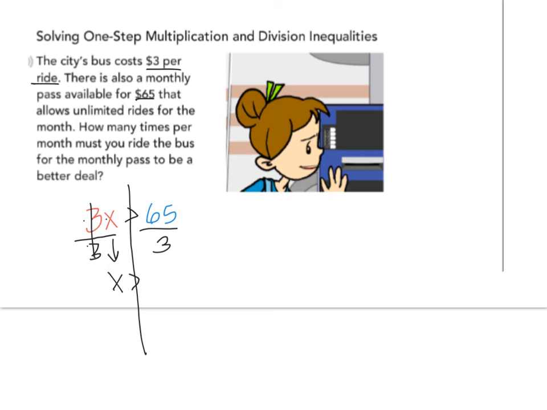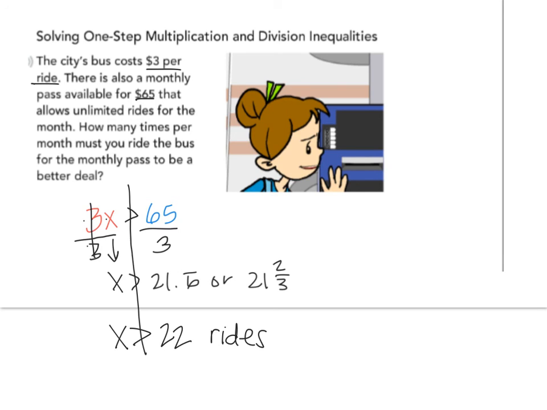So 65 divided by 3 gives me 21.6 repeating, or 21 2/3. Well, I can't go on 2/3 of a ride, right? I either buy my ticket and go the whole way, or I don't ride the bus at all. Like, I can only go 2/3 of the way. So when I write my answer for my inequality, I have x is greater than 22 rides.